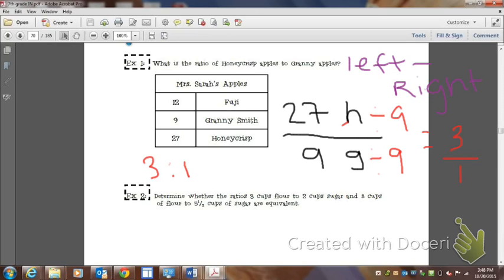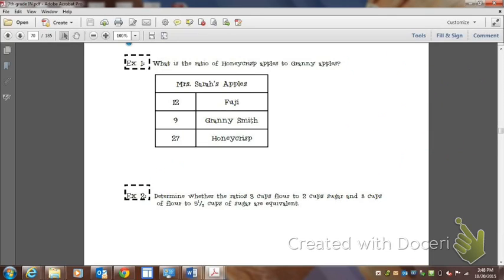All right, example number 2. Determine whether the ratios using ratios of cups, 3 cups of flour to 2 cups of sugar, and 8 cups of flour to 5 1/3 cups of sugar are equivalent. So remember, I'm going to write them as a ratio. So I'm going to take 3 cups of flour, and of course it's 3 of flour over 2 sugar.